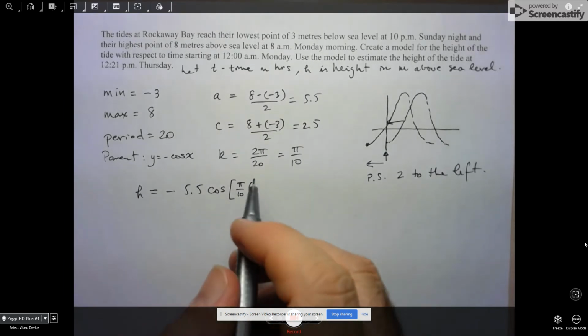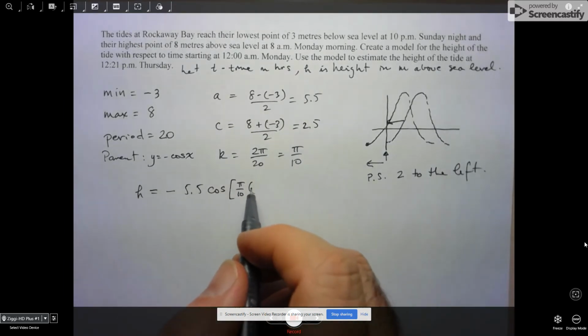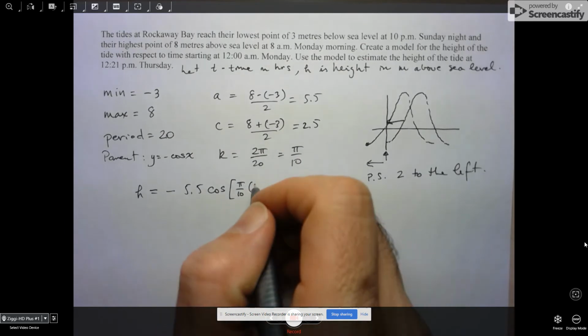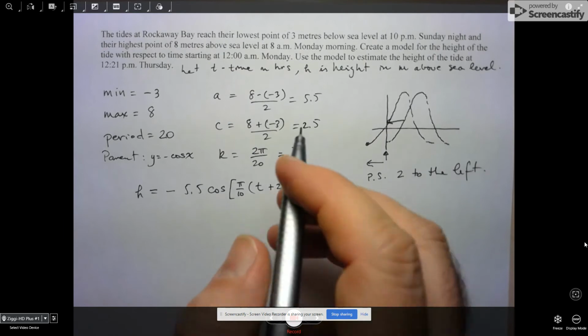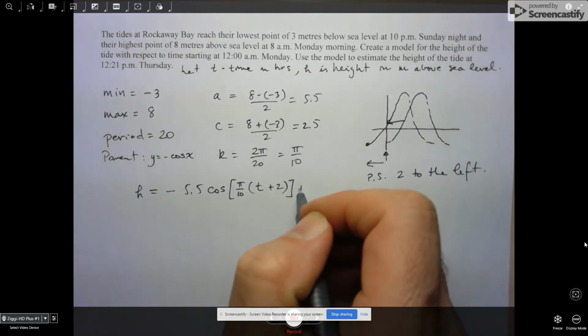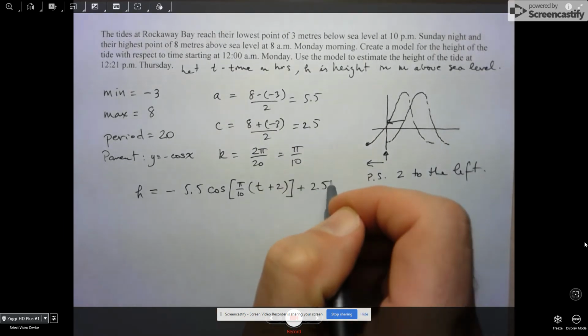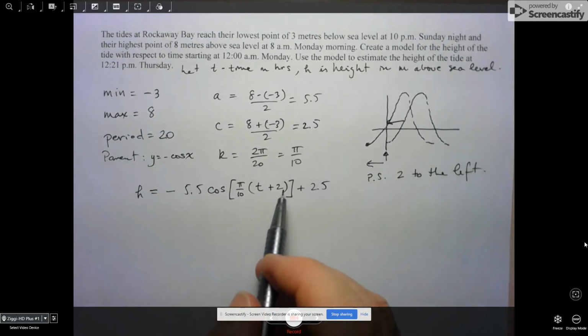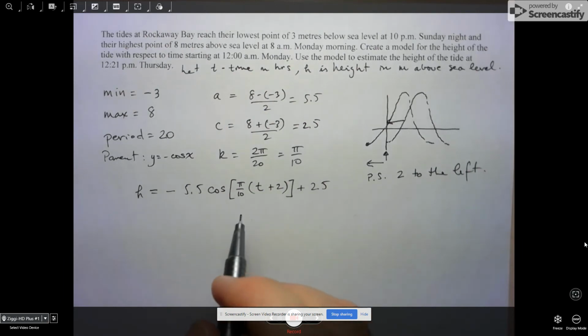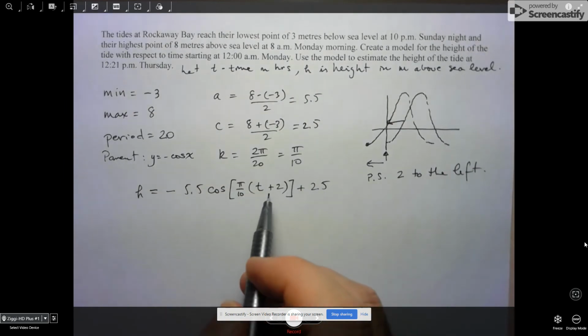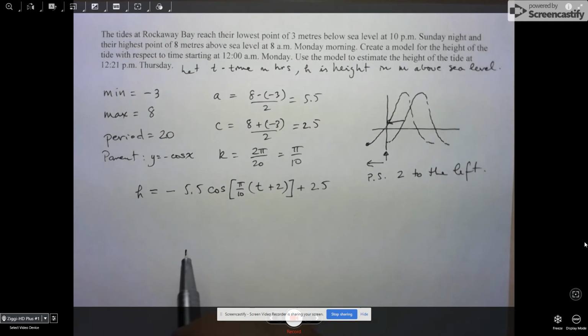Okay, and then of course remember that this needs to be in factored form, at least when I initially write this out. So here I've got t plus 2. Since I'm going 2 to the left, it's going to be t plus 2. And then here plus the c value, which is 2.5. Okay, and I can leave it in this form. Of course, nothing stops me from distributing the pi over 10 once I've written it out. But in order to correctly identify my stretch by a factor of 1 over pi over 10 and moving 2 units to the left, I have to write that in factored form. All right, so now we have our model.